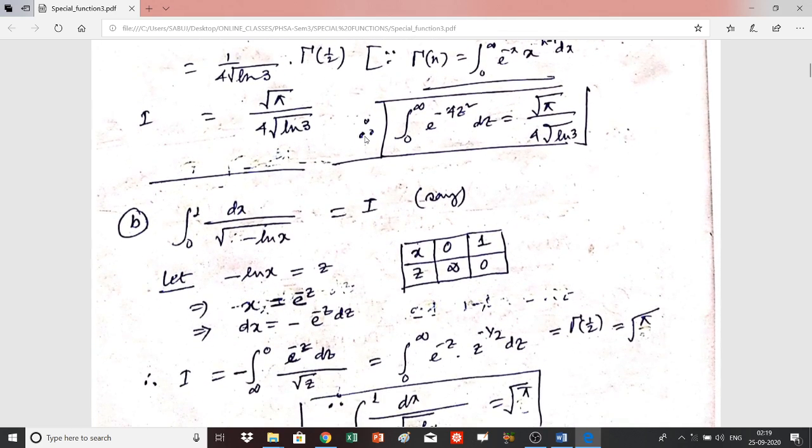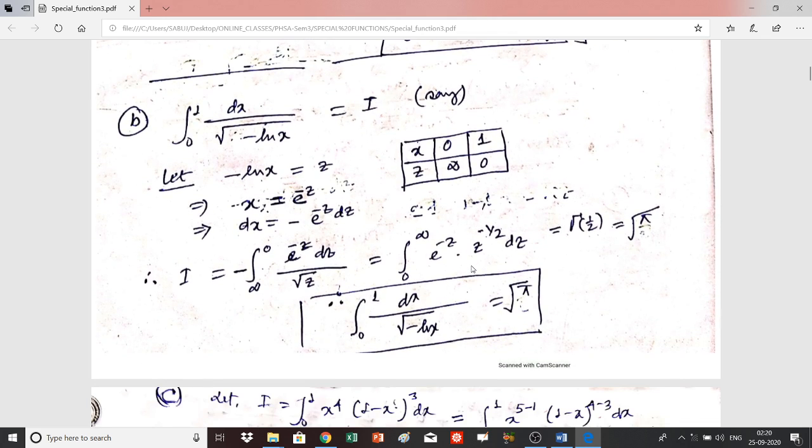Now come to the second one, that is the integral from 0 to 1 of dx by root of 1 minus log x, say it is I. Now let us substitute minus log x equal to z. From here you can easily write x is equal to e to the power minus z. Now convert the limits of integration. When x is equal to 0, z will be infinity, and similarly for x equal to 1, z will be 0.